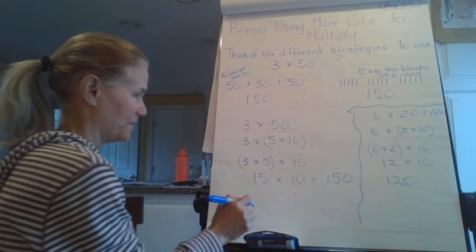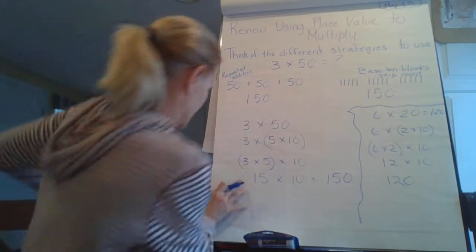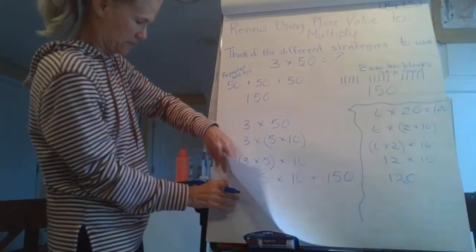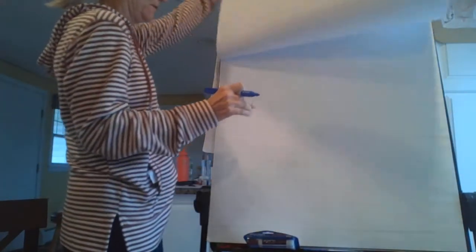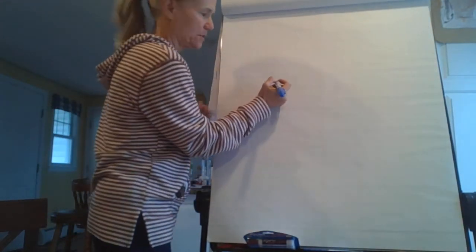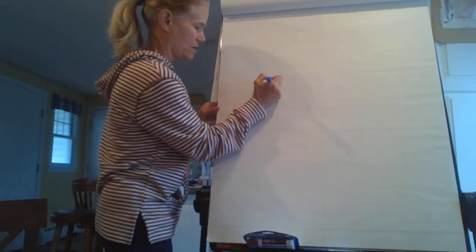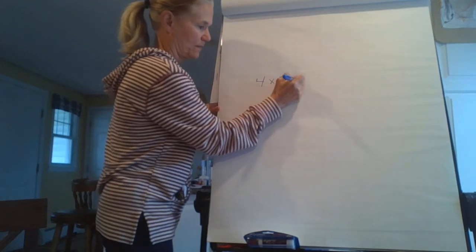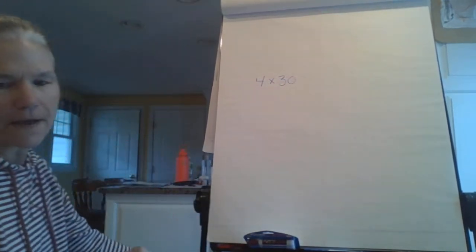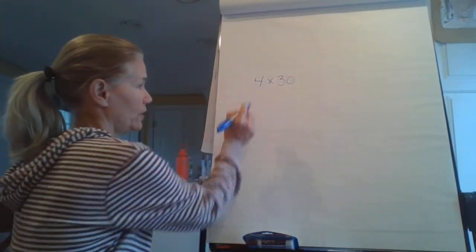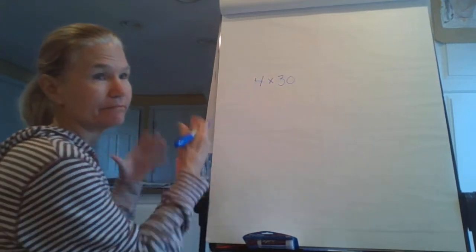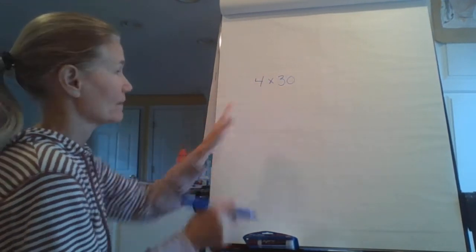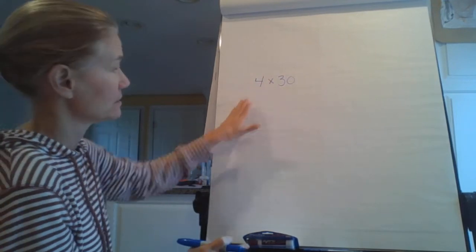Ready? One more down here. Actually, let's turn the page. Ready? How about 4 times 30? Right? What are we going to do? 4 groups of 30, repeated addition. Draw my base 10 blocks.